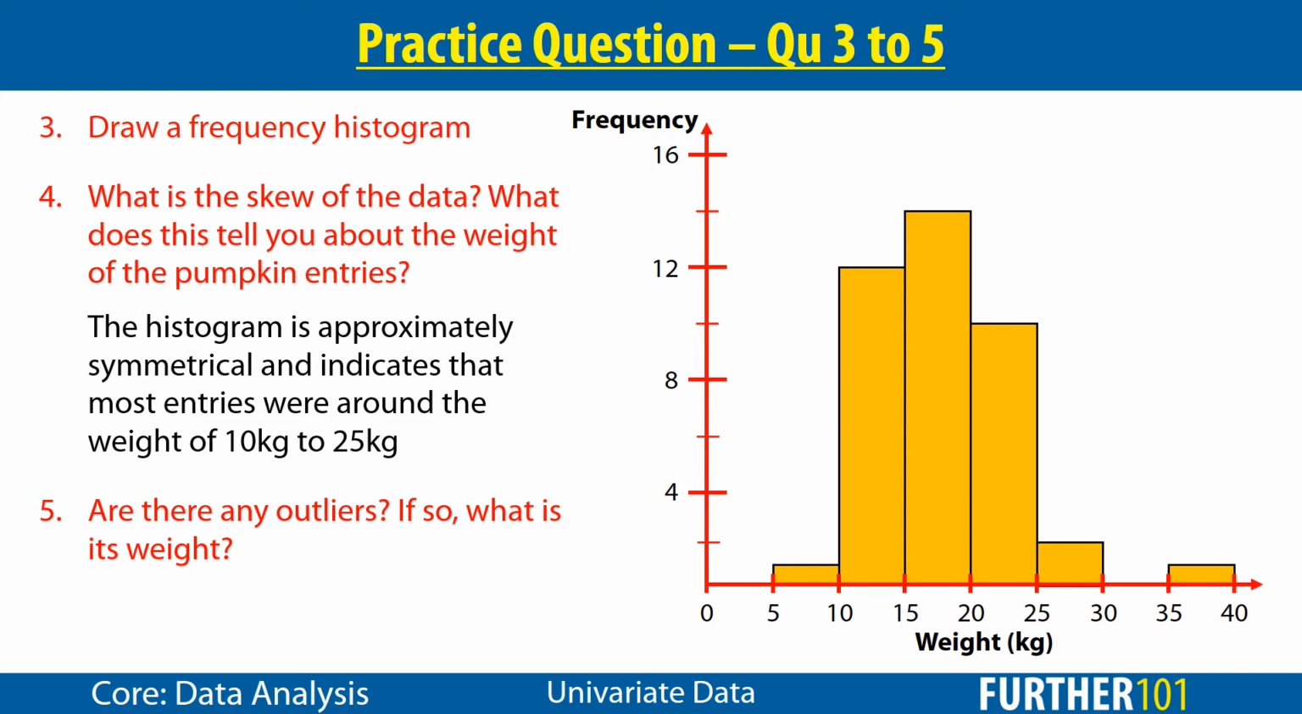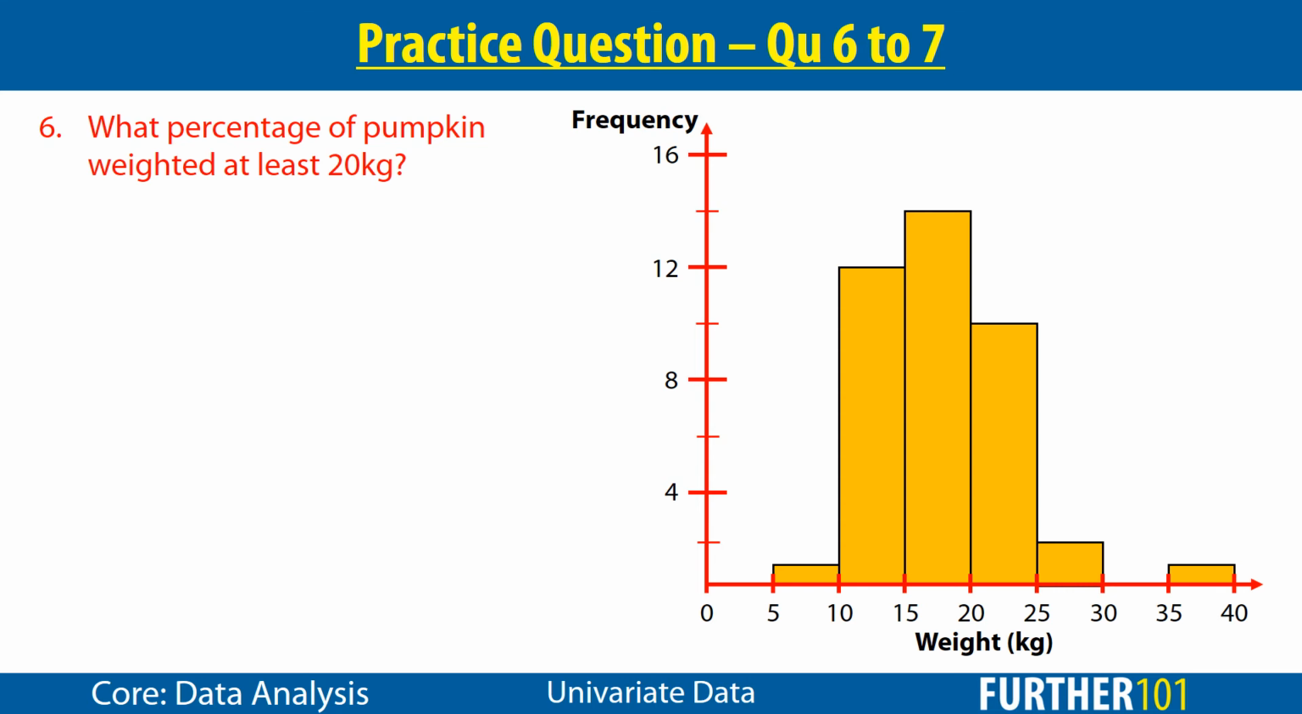The fifth question asks, are there any outliers, and if so, what's its weight? Well, we can see that there's this one data value in the 35 to 40 interval. And if we go back to our table, we can see that its weight is 35.4 kilograms. Now notice I've used the words potential extreme right outlier. I've used the word potential because I'm not 100% sure that that is an outlier. There is a mathematical way to determine it, which will be later in the course, but for now I'm just going to say it's a potential outlier. And I've said extreme right because it's to the right-hand side of the graph.